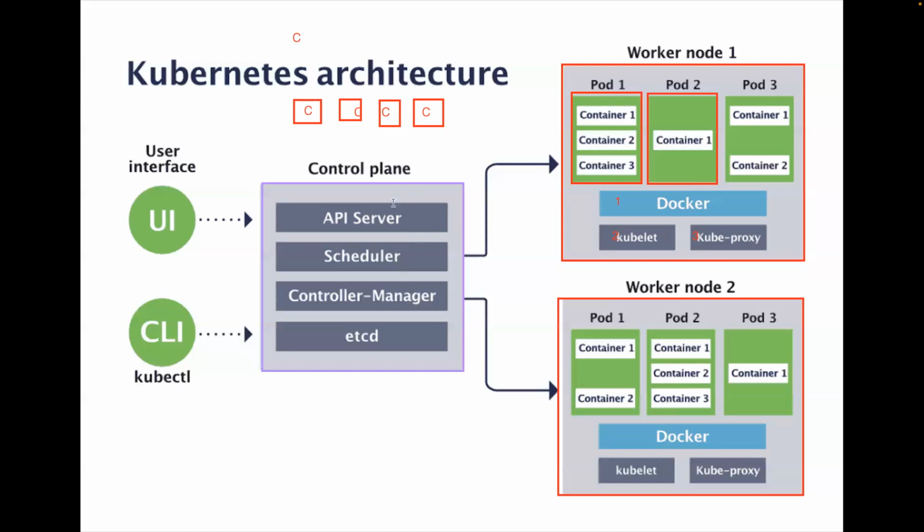Now come to the master node. Master node is also called the control plane of the entire cluster. That's the decision maker, right? And this control plane has different components like API server, scheduler, controller manager, etcd, and so on. These are the different components. Let's look into the first component, the API server.